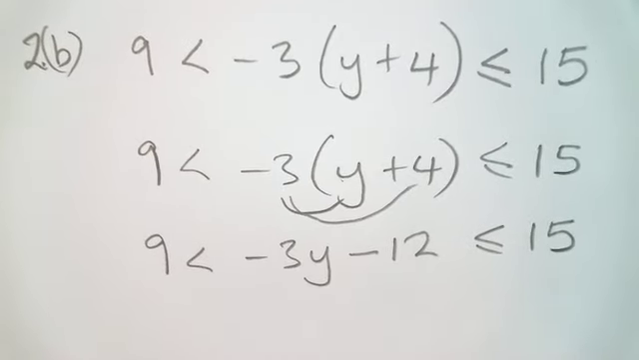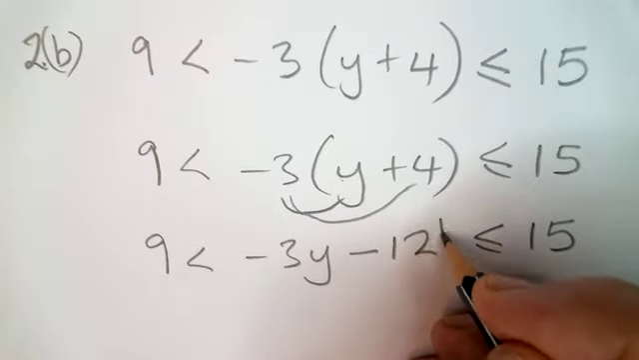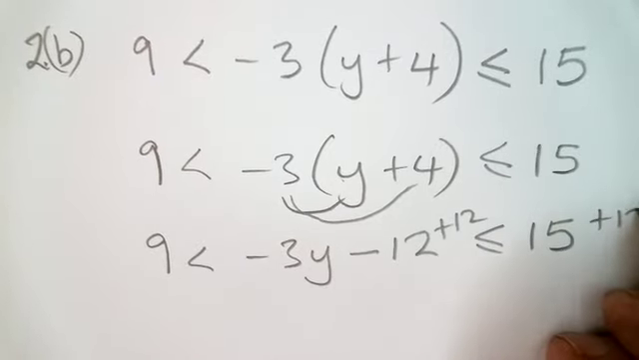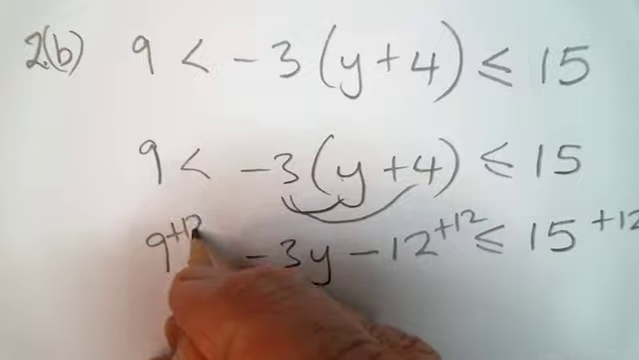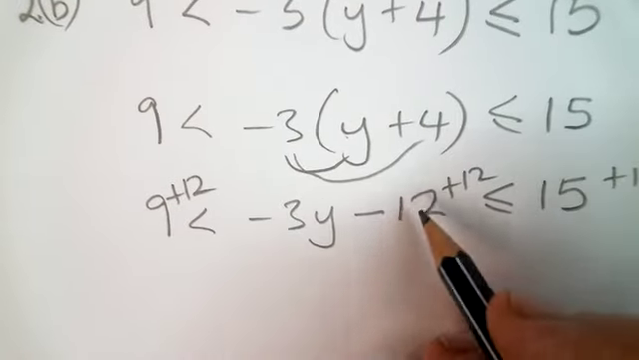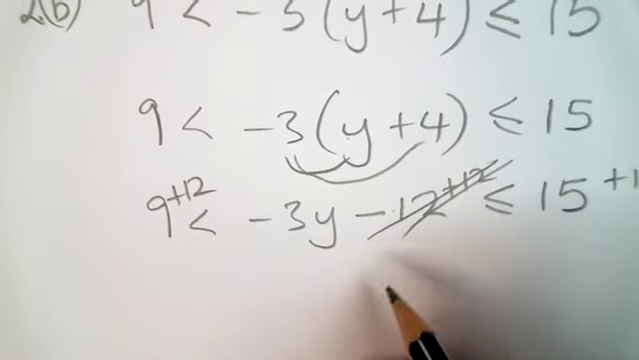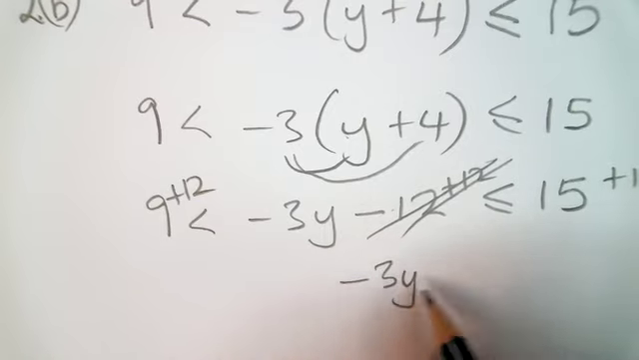Now, all I want in the middle here is a y. I don't want anything else, I want all the unknowns in the middle. So let's get rid of the 12. So I've got a plus 12. I'm going to add 12 to both sides. Here we go. So now I've got a negative 12 and a 12 is 0. So I'm left with a minus 3y in the center.